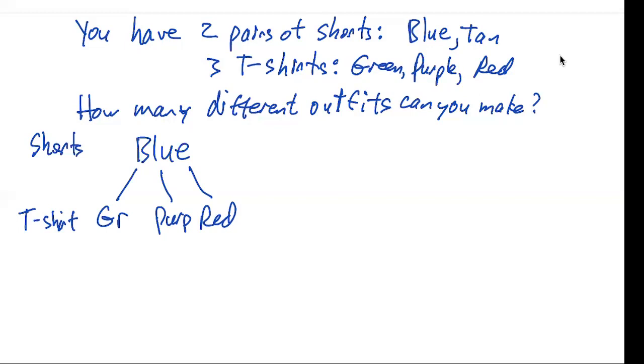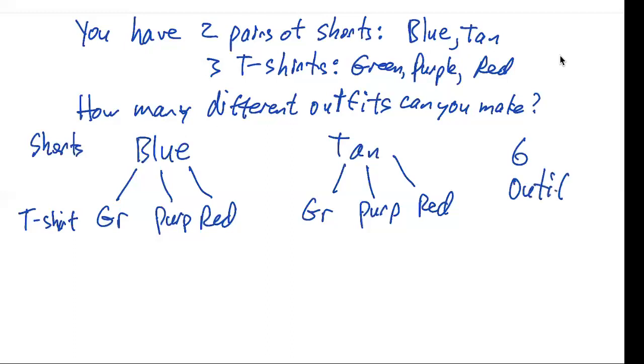I can do the same thing with tan. If I have tan shorts, I can have my green shirt, I can have my purple shirt, I can have my red shirt. So the total number is I have 6 outfits. If I could count, if I could spell that.